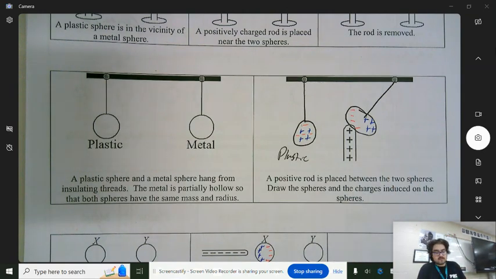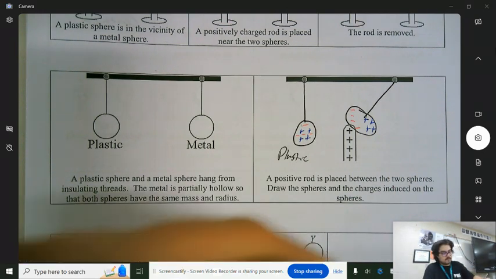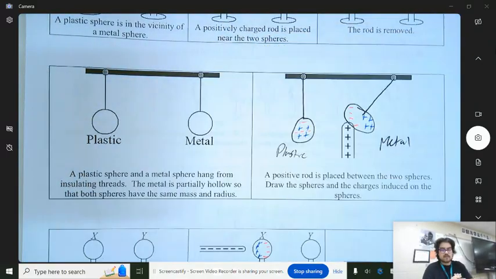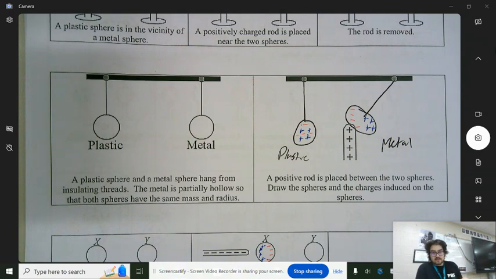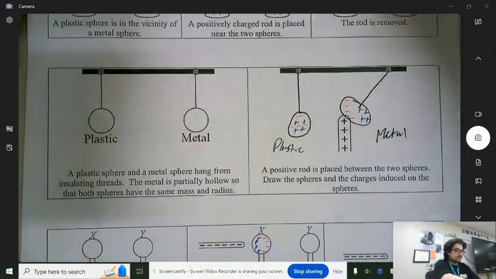However, the metal sphere, which is the one on the right, which I did not label, okay, so I'll do that. The metal sphere on the right, the charges can freely move around it, meaning that the opposite charges are going to be pulled towards the rod, and it's going to have an attractive force, which will actually cause the metal sphere to swing towards the rod. Okay, I have it here touching the rod. It probably won't actually do that. I'm just not very good at drawing, or planning. Okay, so there's that.